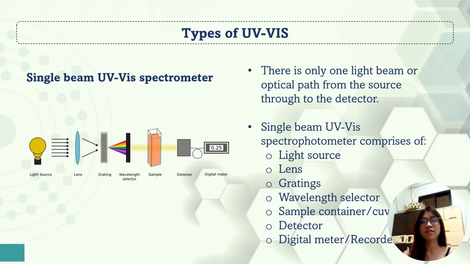Spectrum is plotted, and the lambda max is located. And here are the components of a single beam UV-Vis: the light source, lens, gratings, wavelength selector, sample container or cuvettes, then the detector, and the digital meter or the recorder.